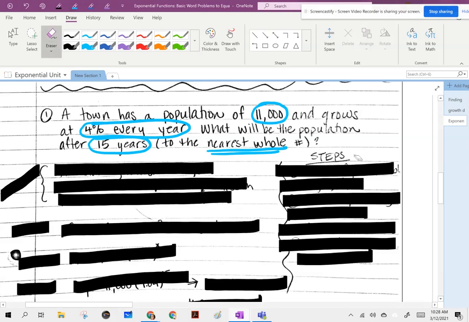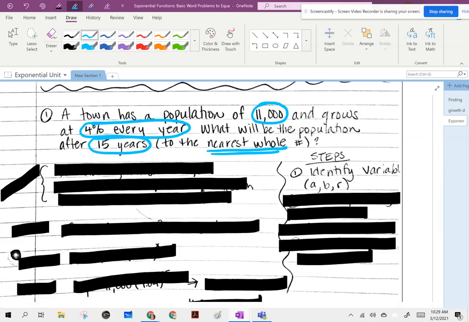So let's take a look at the steps that we can apply to every word problem. So number one, the first thing you always want to be able to do is to identify the variables, the A, the B, and the R. Sometimes you won't have a rate, and that's fine, but you still want to be able to identify all of those variables if you can.